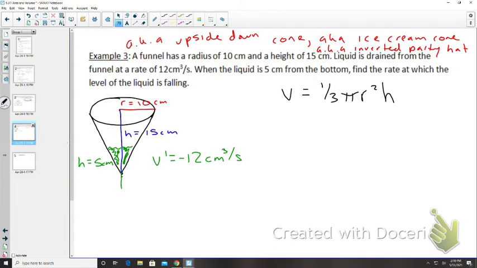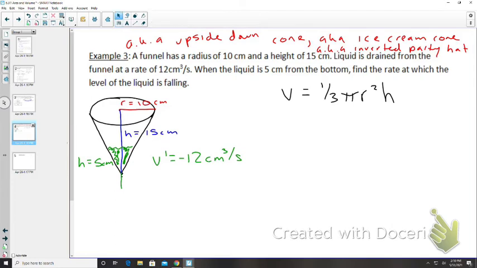Okay, let's look at that formula that we have up there, the formula for the ice cream cone: 1/3 pi r squared h. How many variables do we have in there? Let's just look at this side of the equation, so forget about the 1/3 pi. Two. Do we like two variables? No, we do not like two variables.